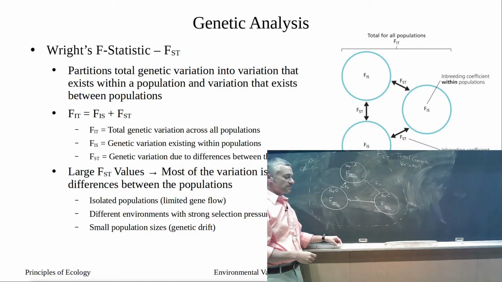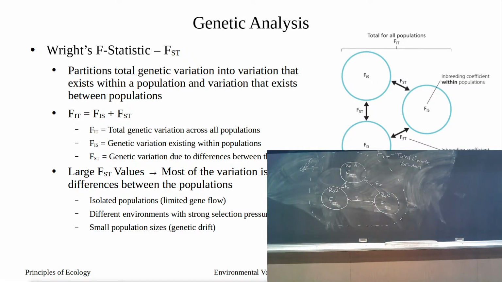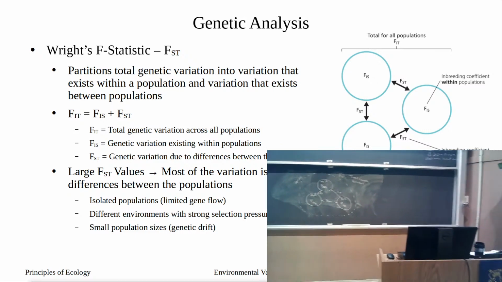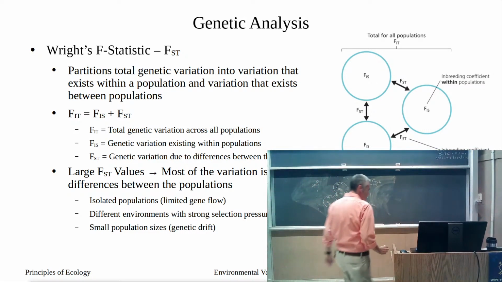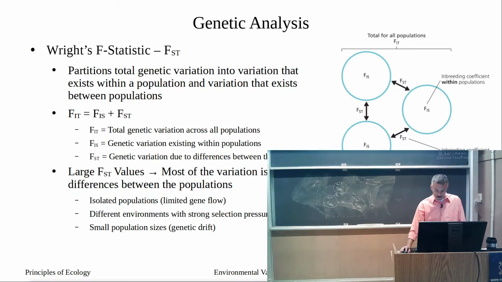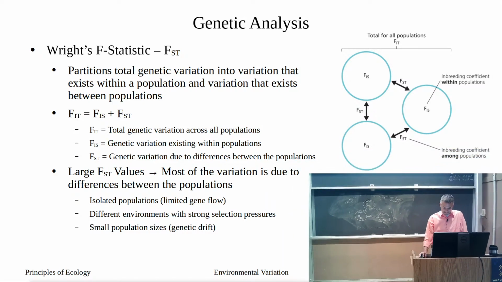All right? So these FST values are simply similarity values, genetic similarities. But it informs us of important processes in this population. And for those of you that were watching, this is the exact same graph that's up here. All right, so large FST values tell us that most of our variation across the species is due to differences in the population. What's going to cause that?